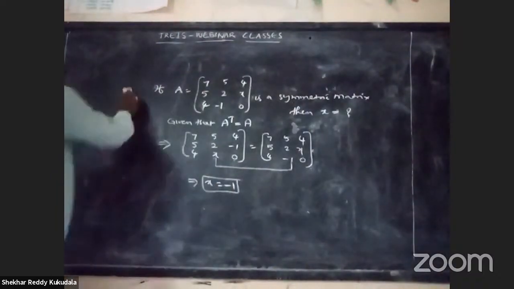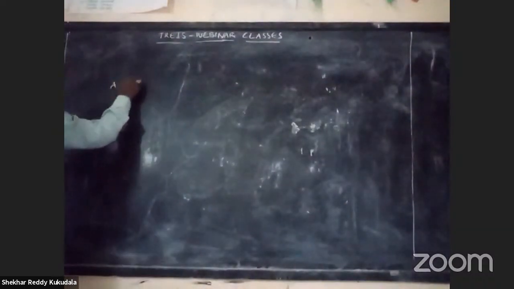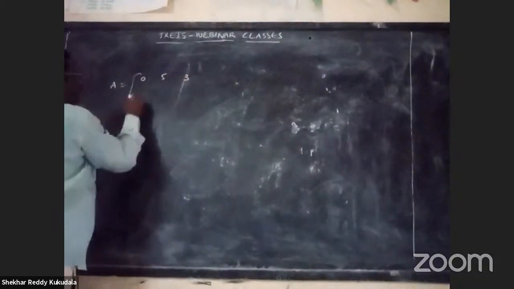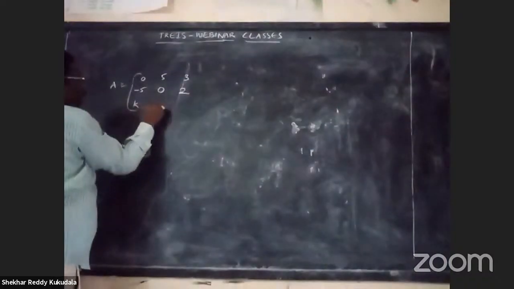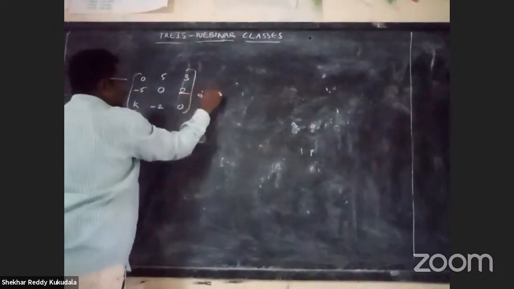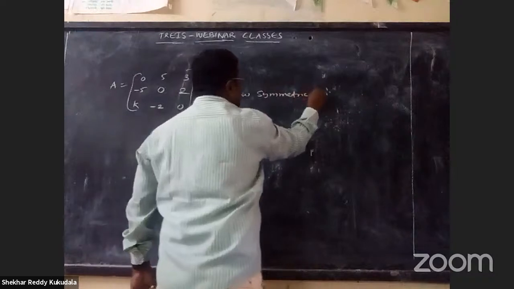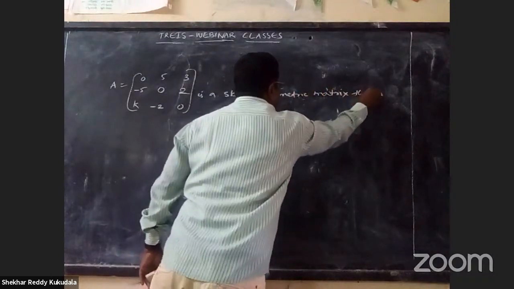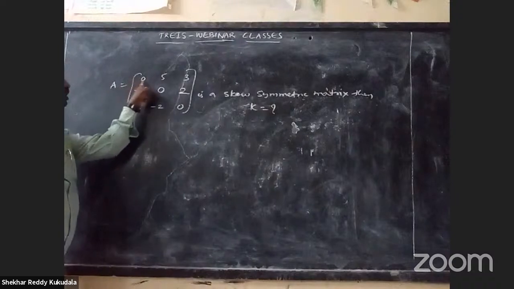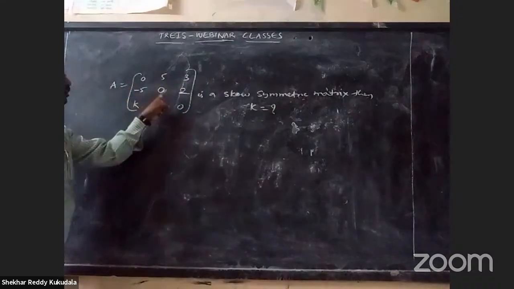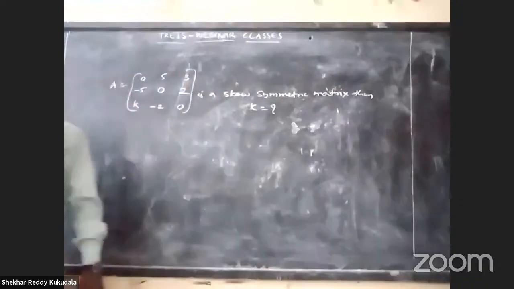Next, let us go for another example. If A is equal to 0, 5, 3; minus 5, 0, 2; k, minus 2, 0 is a skew symmetric matrix, then what is the value of k?